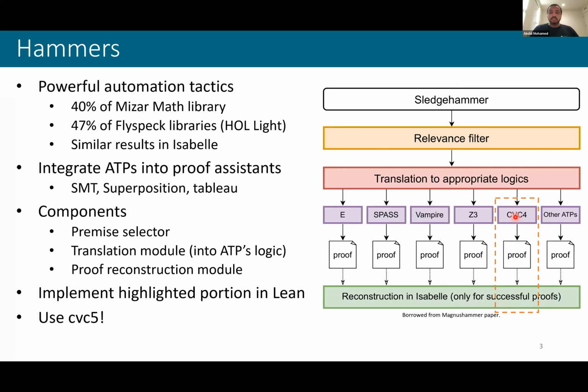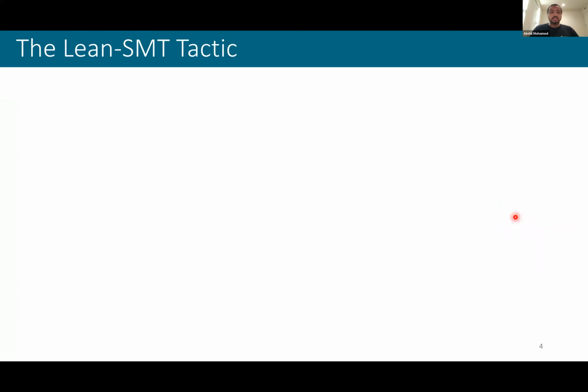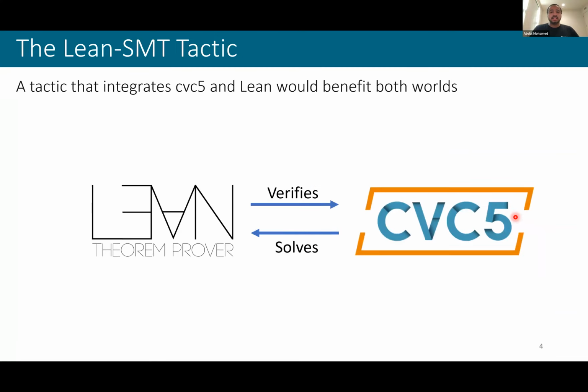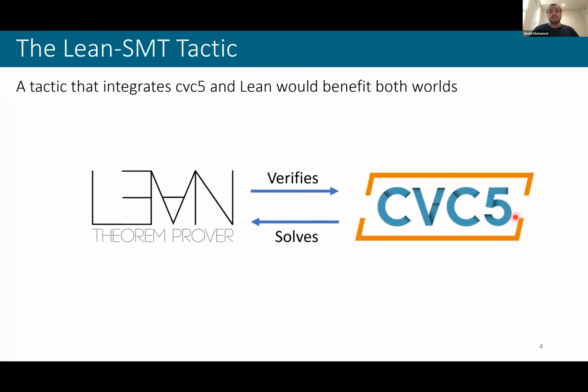So with that, let's go and talk about the lean-SMT tactic. The tactic basically integrates the two worlds together, the SMT world and the Lean Theorem Prover. And the way this is done is basically Lean sends a goal to CVC5, and then CVC5 solves that goal, and Lean goes and verifies that the proof generated by CVC5 for that goal is correct.